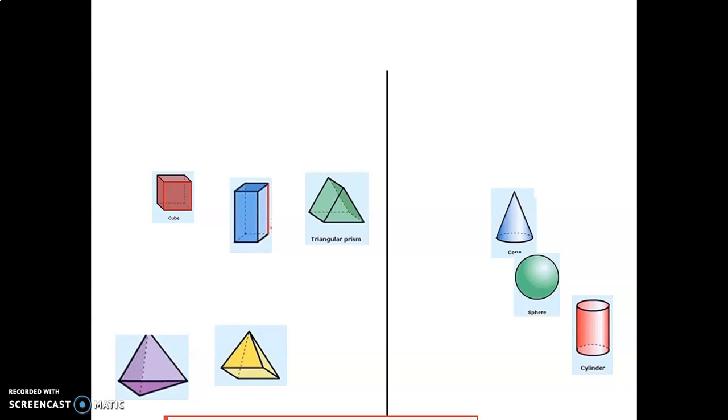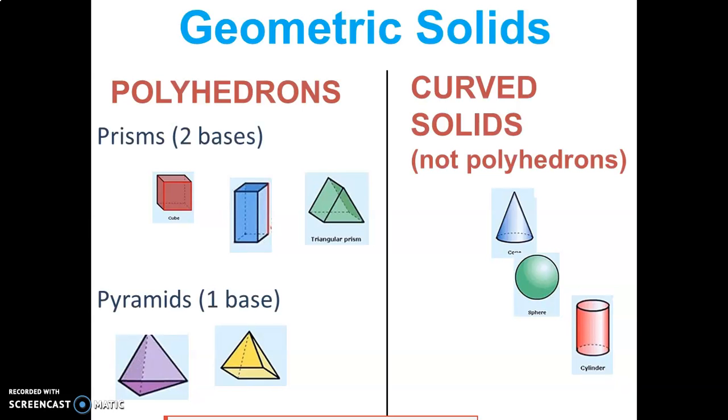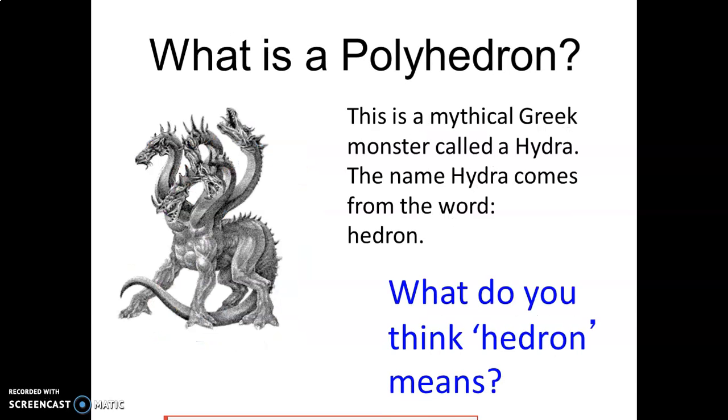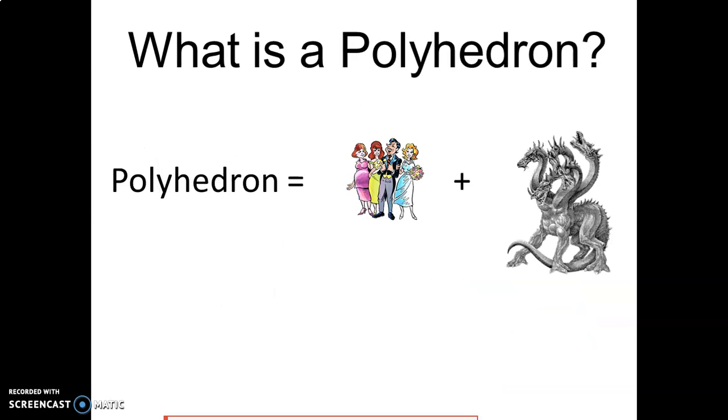Let's keep going. With that in mind, let's go into some other words we should know. So what is a polyhedron exactly? We're just looking at it. Well, to give you a hint, this man is in a polygamous relationship. What do you think poly means? And this mythical Greek monster is called a hydra. It comes from the word hedron. What do you think hedron means? All right, put poly and hedron together. Poly means many. Hedron, faces. Shapes with many faces are called polyhedrons.